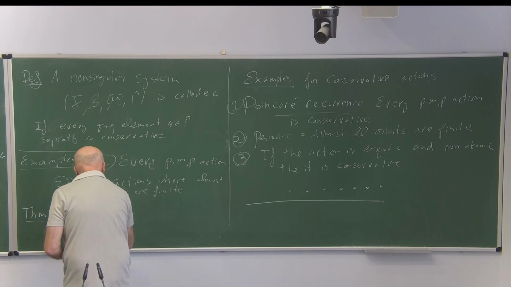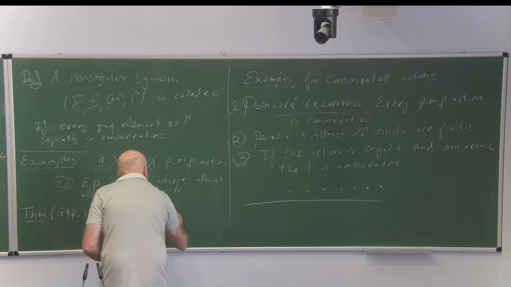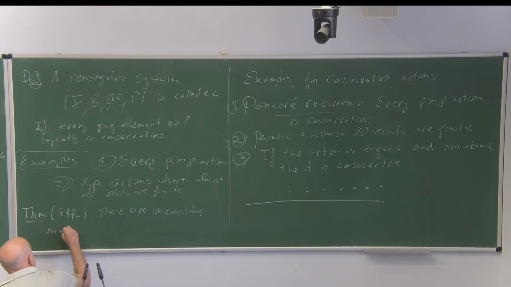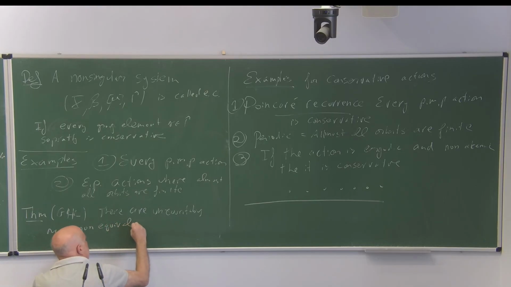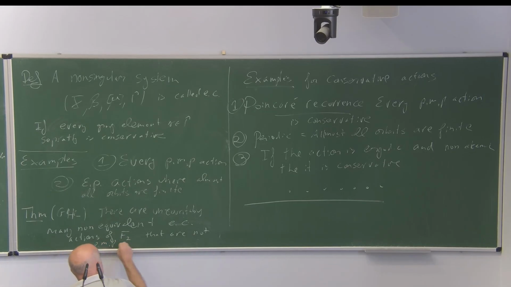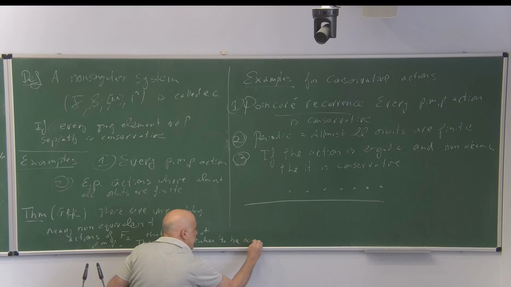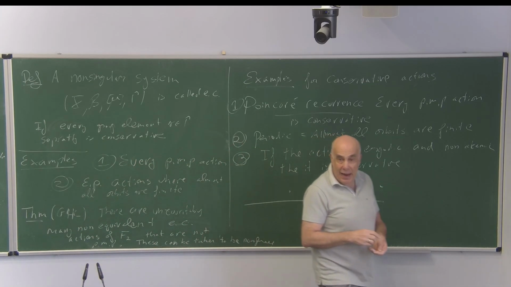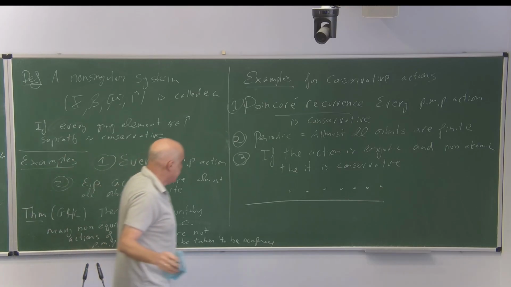Namely, there are uncountably many non-equivalent element-wise conservative actions of F2 that are not probability measure preserving. And what will be crucial in our setting is that these can be taken to be non-free. And I will get back to that in just a few minutes. I'll tell you why this is important.